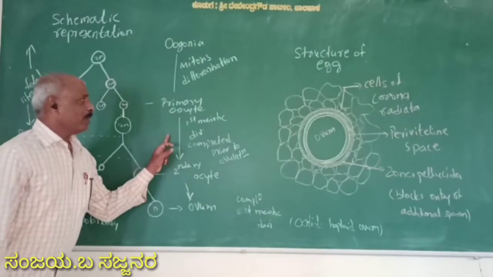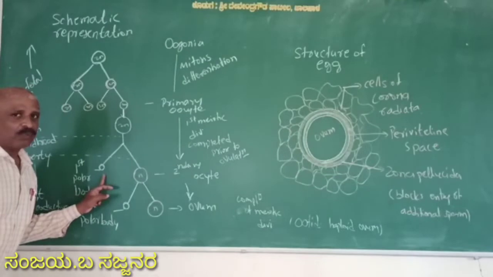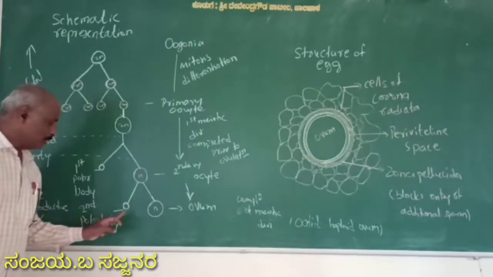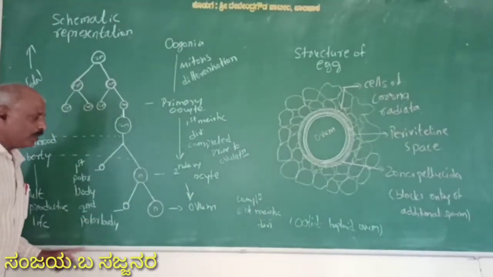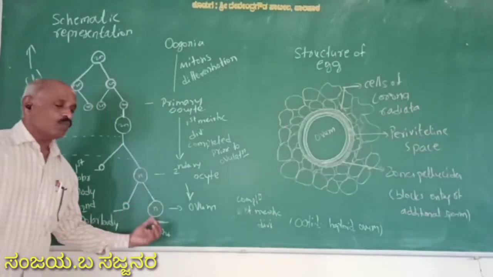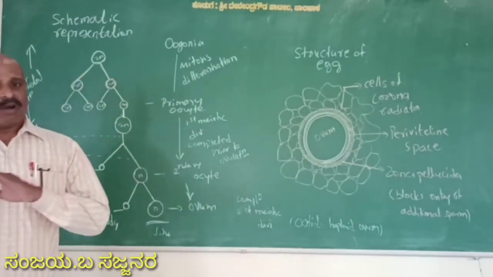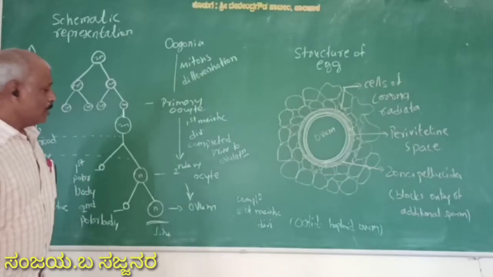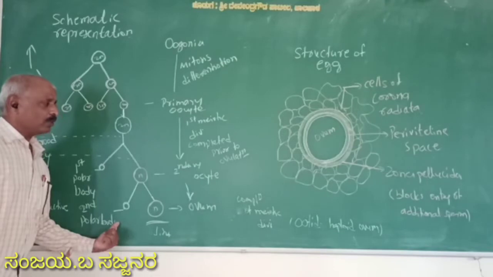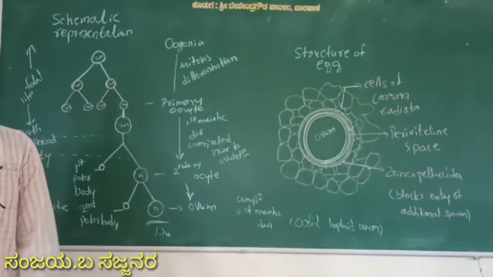Yes, the primary oocyte undergoes the first meiotic division and there is a formation of the first polar body, and afterwards the second meiotic cell division takes place, and there is a formation of the second polar body, and we get only the functional ovum. But in spermatogenesis we have seen that all 4 cells are functional, but here only one becomes functional. That is the most important difference between spermatogenesis and oogenesis.